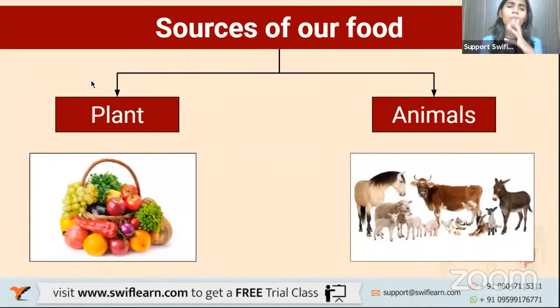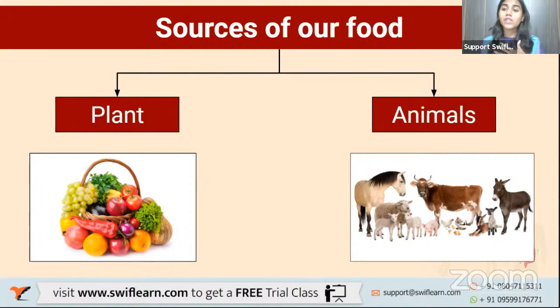So this is why we eat food, right? To get energy, to be healthy, to grow. These are some of the reasons why we eat food. Now, have you ever wondered from where we get this food? From where do we get the food that we eat? We get it either from a plant or from an animal.